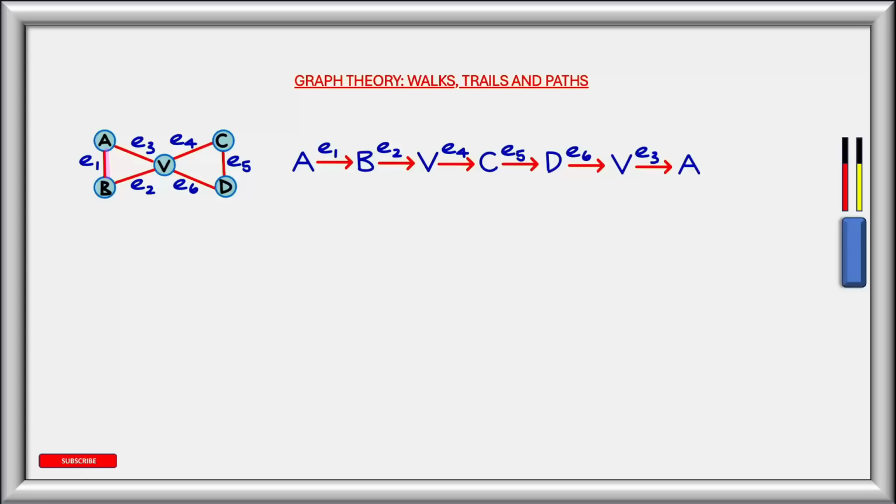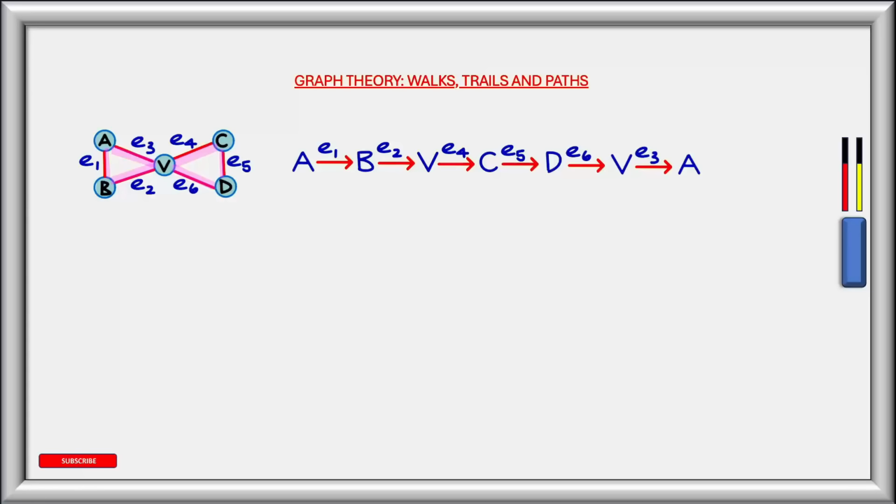Let's look at this trail. We can go from A to B using E1, from B to V using E2, from V to C using E4, from C to D using E5, from D to V using E6, and then from vertex V back to vertex A using E3. And so every edge we used was unique. We used all of them without repeating a single one. And in doing so, we hit vertex V twice and ended back at A. In a trail, repeating a vertex is always allowed, as long as the edges are new.